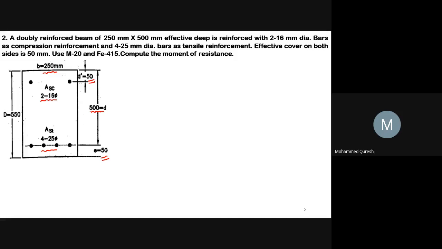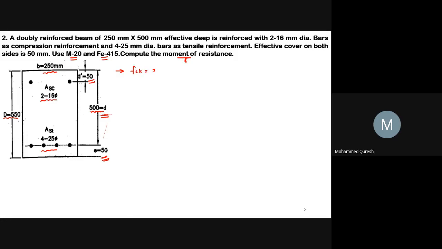So from these basic details, we may easily get the overall depth, that is capital D equals 500, small d, plus effective cover 50. So here we will get the overall depth capital D equals 550 mm, and we have to use M20 concrete and Fe415 steel grade, and we have to calculate the moment of resistance, that is Mu. So we will just write the basic details that are given in the statement.